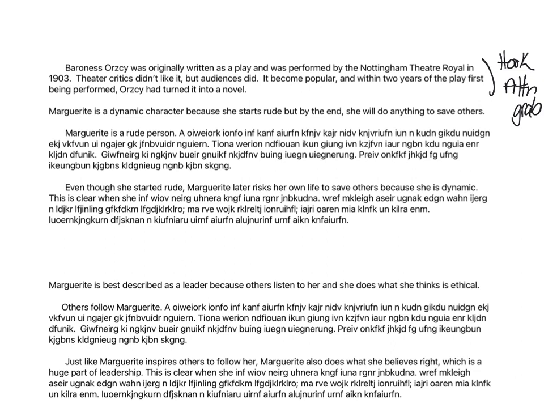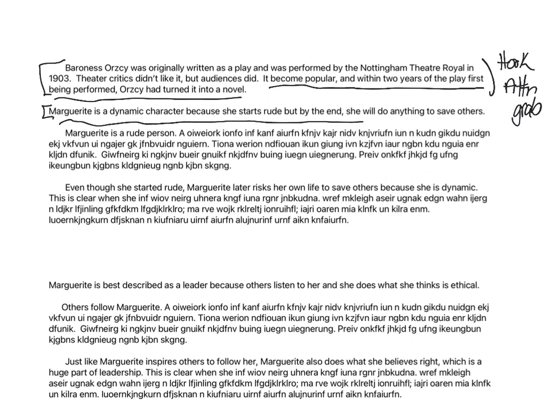The problem becomes, how do you go from the hook to the thesis? Because if we just go from the last word in our hook straight to our thesis, it's going to sound very awkward and choppy, and it doesn't sound like it goes together. So if I start here, it became popular, and within 2 years of the play first being performed, Orczy had turned it into a novel. Marguerite is a dynamic character because she starts off rude, but by the end she'll do anything to save others. It's like, whoa, you had such a fast change of subject there that it doesn't feel like it goes together.